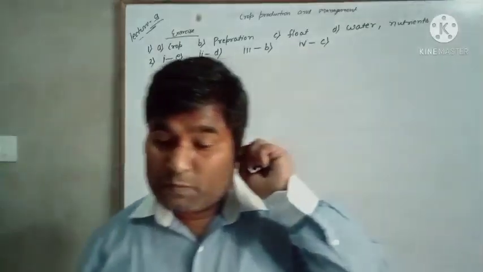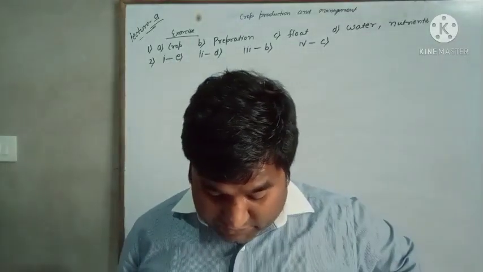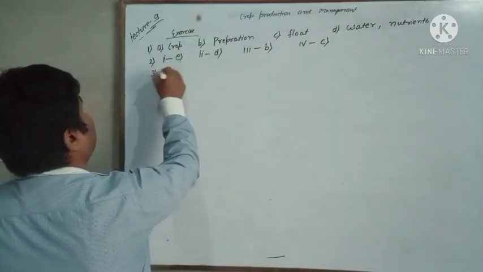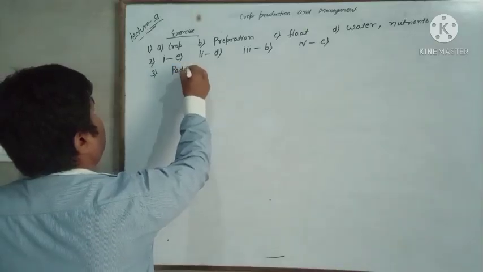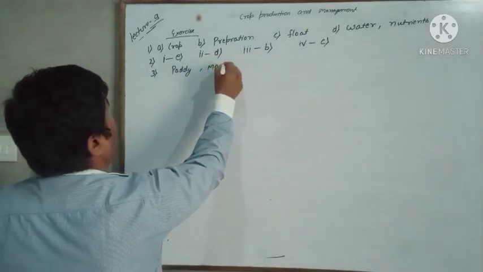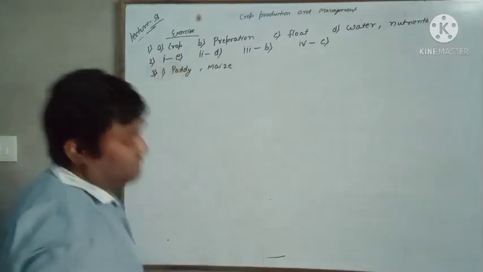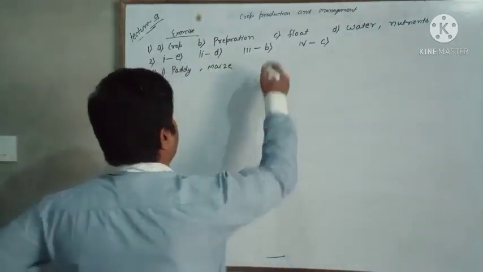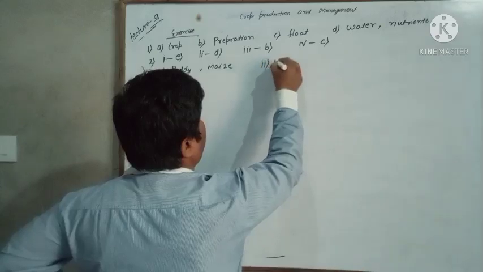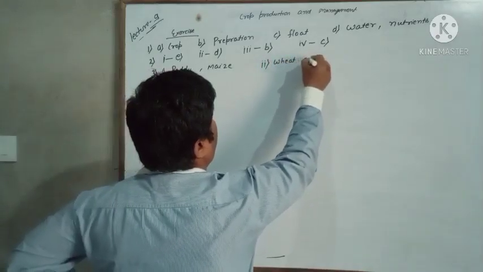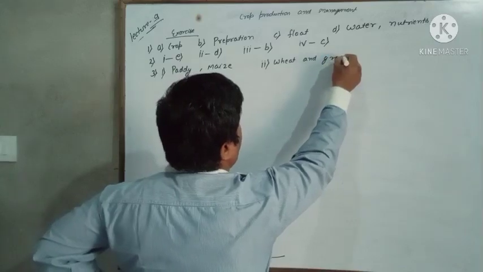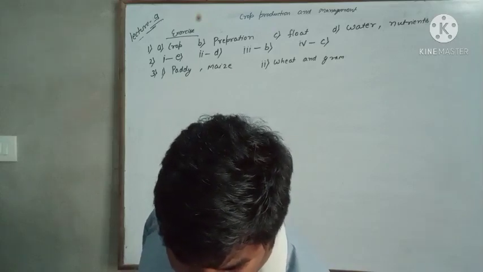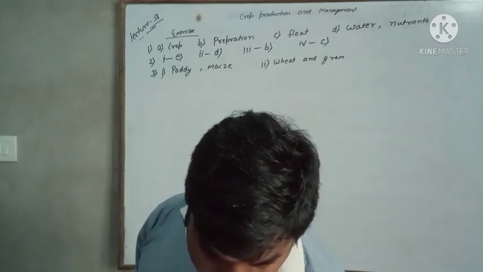Okay. So no problem. Next is, give two examples of kharif crop. Kharif crop: paddy and maize. That is the first answer. Second question is rabi: wheat and gram. Write a paragraph in your own words on each of the following.